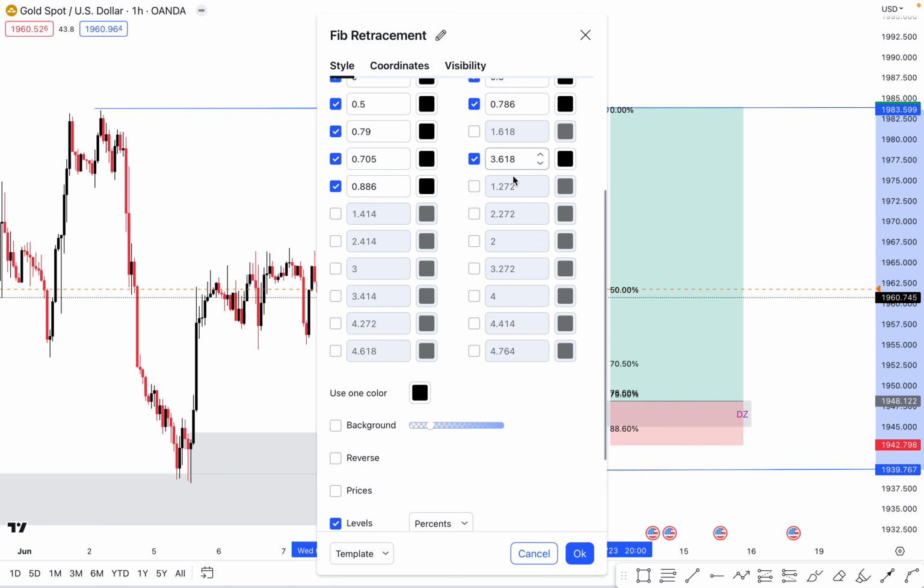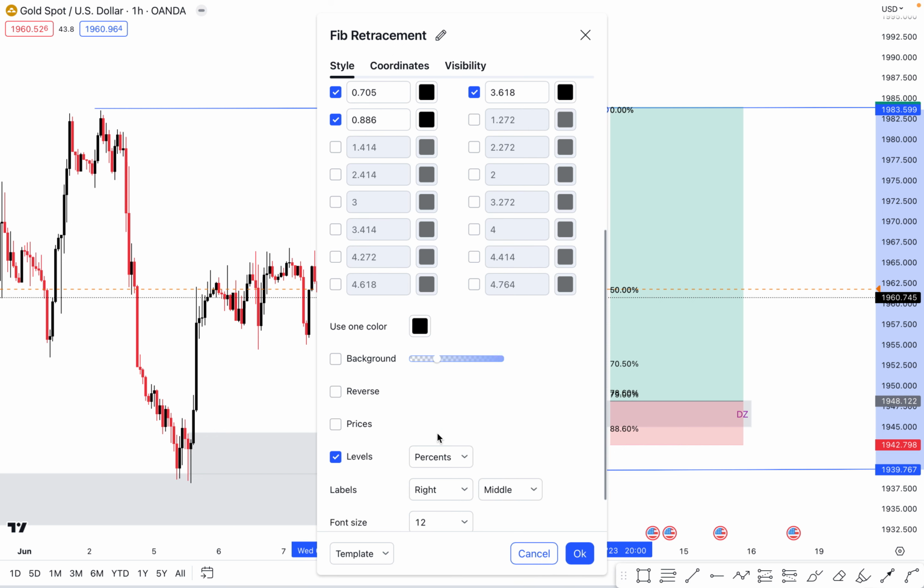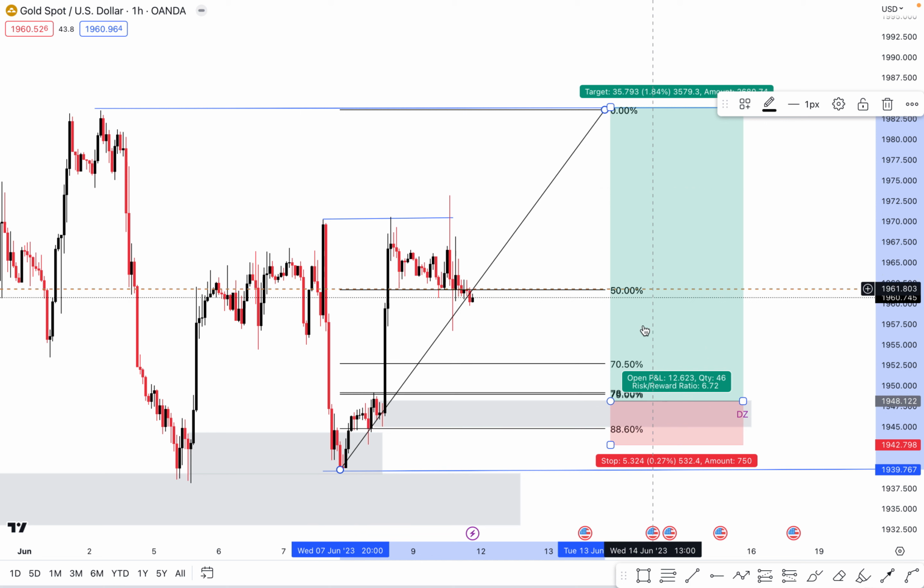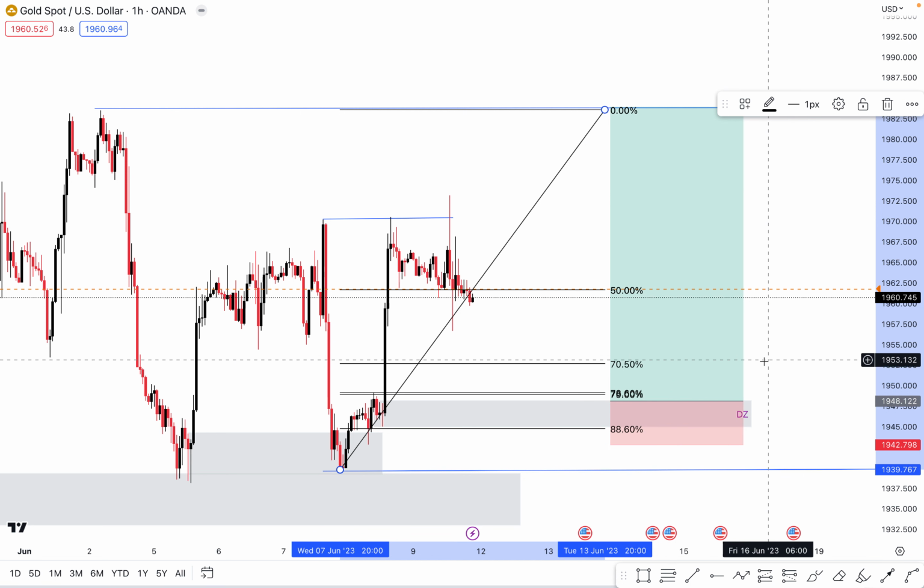Come down. I can increase my colors, my background. But it's inactive, so I choose levels, right? I can increase the size, maybe to 14, to make it look a little bit bigger. Good. So there you can click OK. You have yours just like mine. I have this level here.